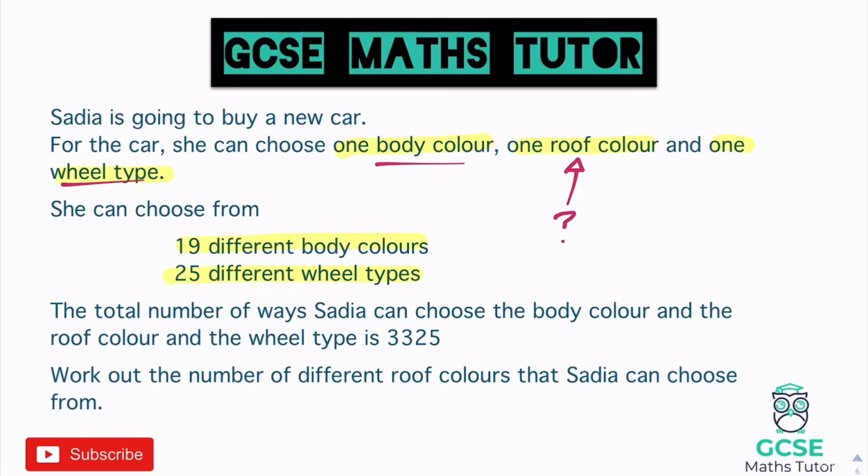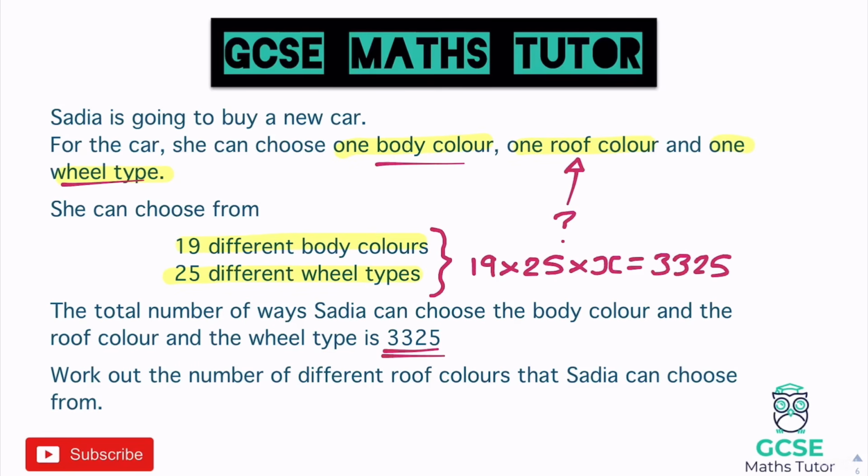So it doesn't say whether it is right or wrong. There's definitely going to be 3,325. We just need to figure out what that number is to actually get there. At the moment with these two, we've got 19 and 25. So we can do 19 times 25, and then we're going to times it by something else. Let's call it x again, and that is going to equal 3,325.